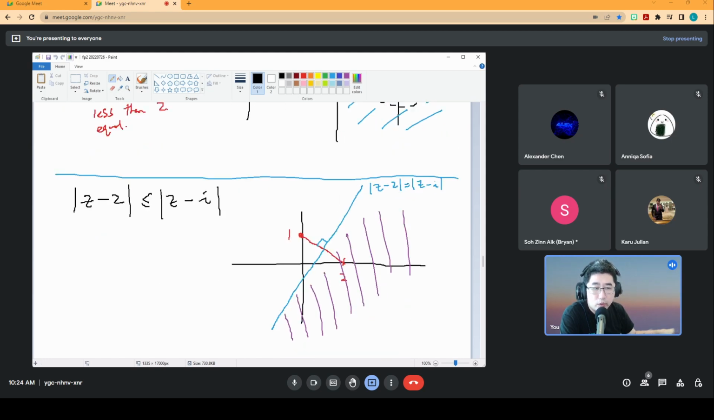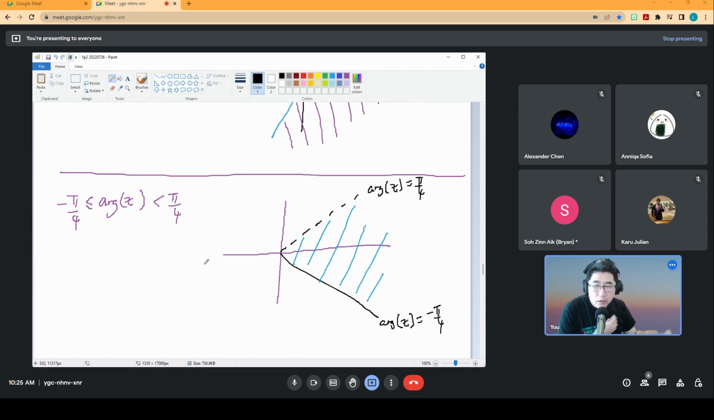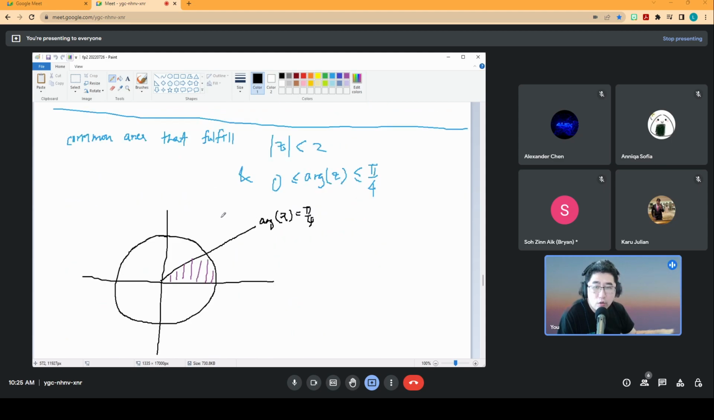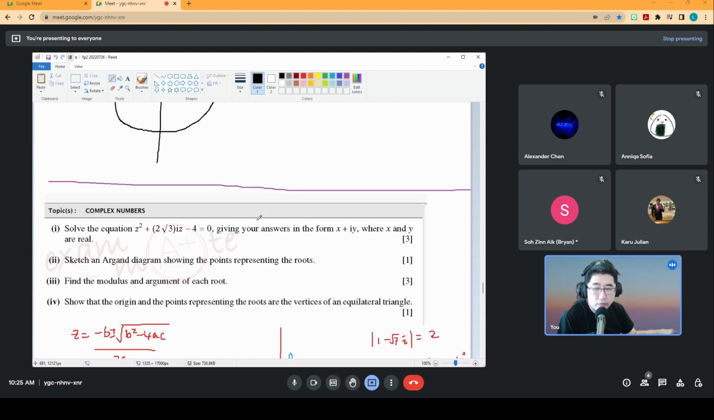Then we also have modulus of z minus 2 less or equal to modulus of z minus i. So we have the straight line, the perpendicular bisector, then we have to determine which side is supposed to be shaded. Or even the argument, the half line, so it can be covered within a certain area. This is all the shaded region, or finding the common area that is fulfilled by two different locations. So these are all the questions that we have done before.